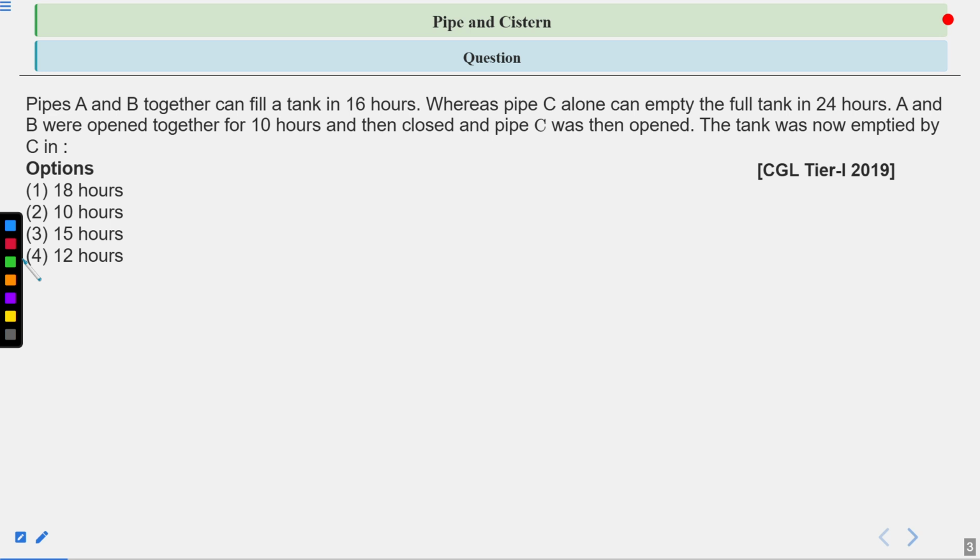Now see the question. Pipe A and B together can fill a tank in 16 hours, whereas pipe C alone can empty the full tank in 24 hours. A and B were opened together for 10 hours and then closed, and pipe C was then opened. The tank was now emptied by pipe C in. This question was asked in the SSC CGL Tier 1 exam in 2019. So there are 4 options. First one is 18 hours, second is 10 hours, third one is 15 hours, and fourth one is 12 hours.